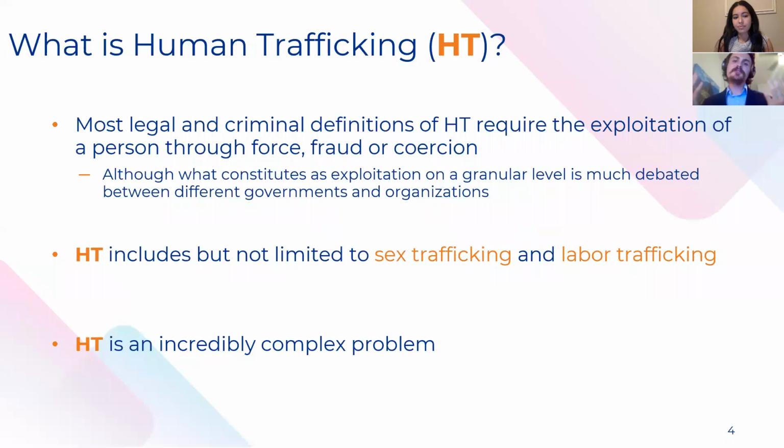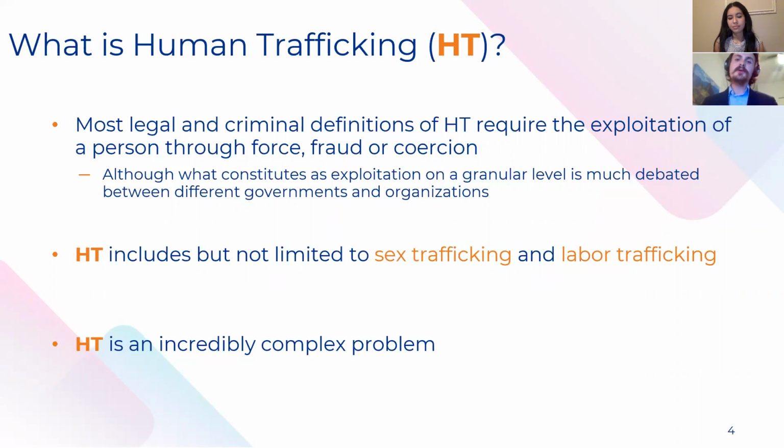So what even is human trafficking? Human trafficking is typically described as some form of forced or fraudulent exploitation of a person. This can be in the form of sex trafficking or labor trafficking. The key takeaway about human trafficking is it's an incredibly complex and nuanced problem to solve. So any operations research models that are used to address human trafficking need to capture these nuances as well.